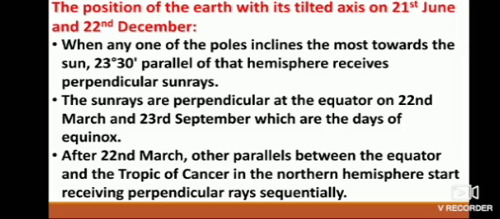21st June is the longest day and it marks the shortest night in the northern hemisphere. Similarly, 22nd December marks the longest day and the shortest night in the southern hemisphere. 22nd December is the shortest day in the northern hemisphere.